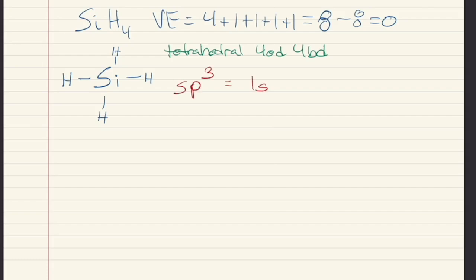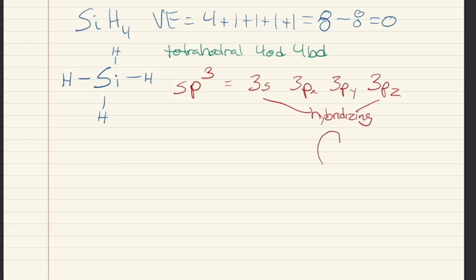Okay, specifically, this is the 3s orbital of silicon and the 3px, 3py, and 3pz orbital all coming together and hybridizing to create what I've shown in previous videos as what we call sp3 hybridization, okay, where the central atom is hybridized.